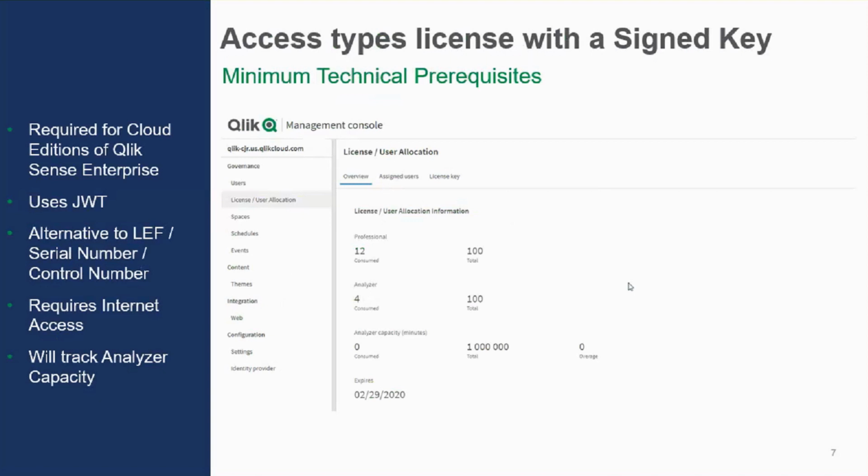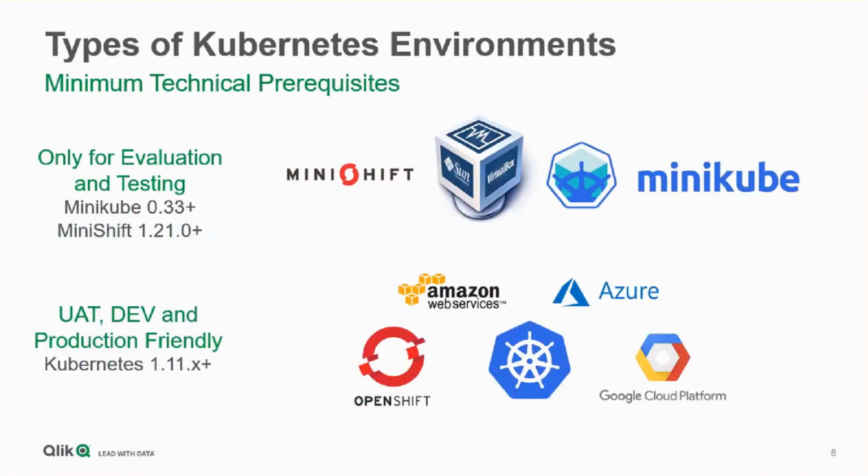You post that into the console. It's required for all editions of Qlik Enterprise, or at least the cloud editions. It also requires internet access. Additionally, though, you need a working Kubernetes environment with that internet access, right? If you're just doing evaluation and testing, you're a developer and you want to see what some of the new Cloud Hub looks like, we do have support for basically a miniaturized Kubernetes environment.